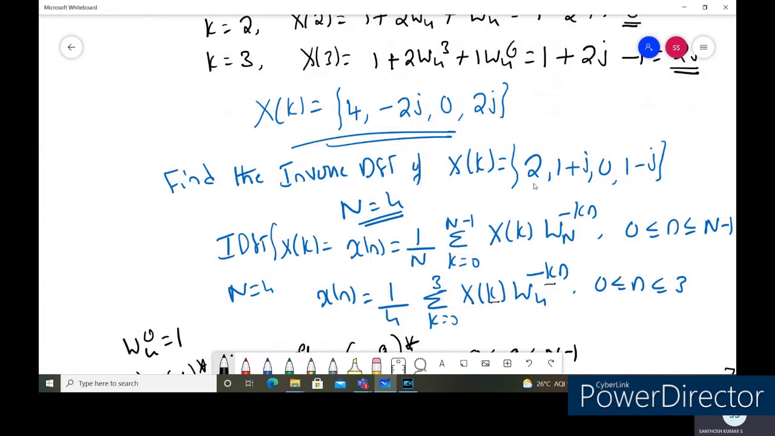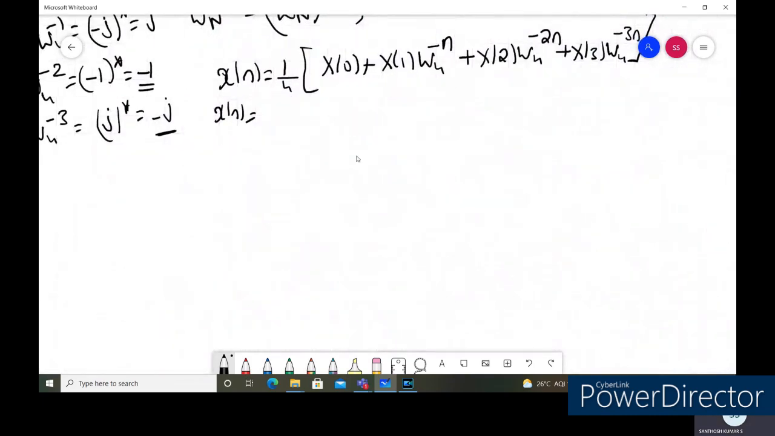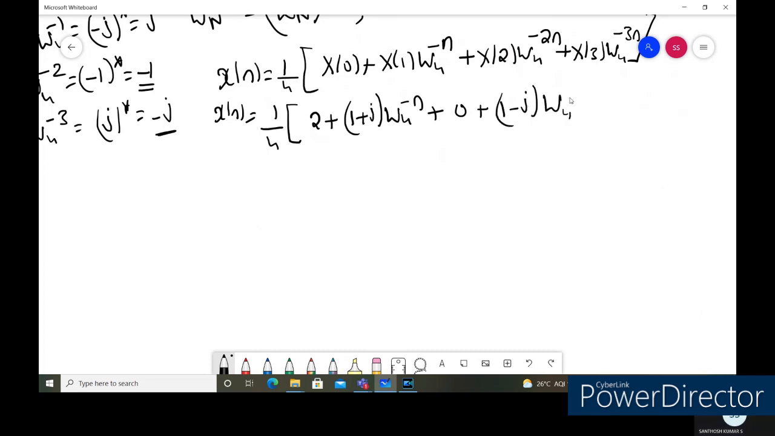The x of k is here. So it's 2, 1 plus j, 0 and 1 minus j. Let us substitute these values here in place of the x of k. So here it's 1 by 4. X of 0 is 2 plus 1 plus j into omega 4 to the power of minus n. For x of 2 it is 0. For x of 3 it is 1 minus j into omega 4 to the power of minus 3n.